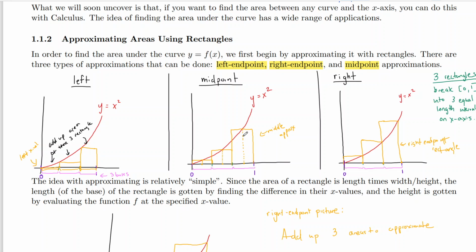But the emphasis, again, just to repeat it, is that the only thing that's going to change when we write down a formula for using areas of rectangles to approximate it is the x value you plug in.